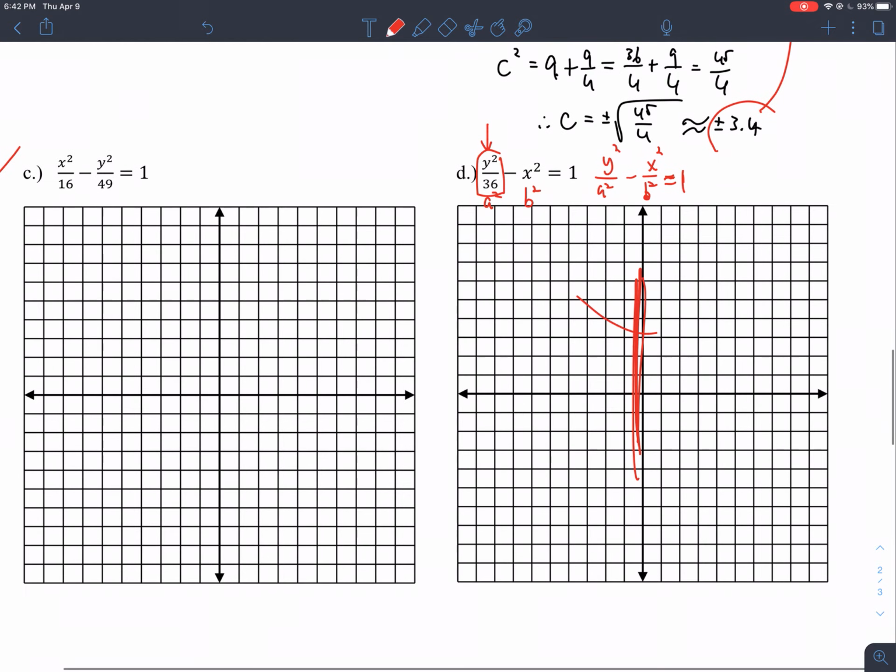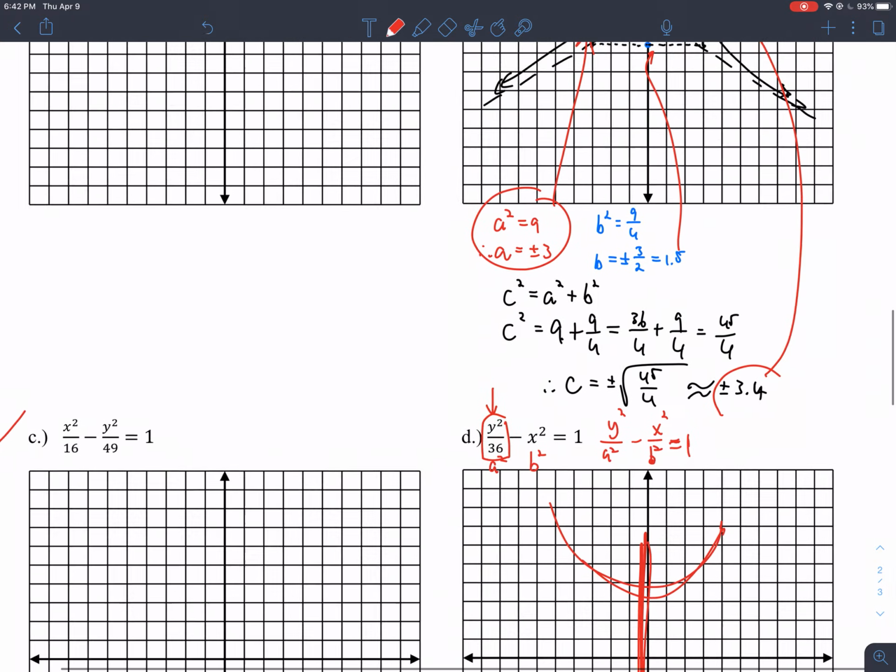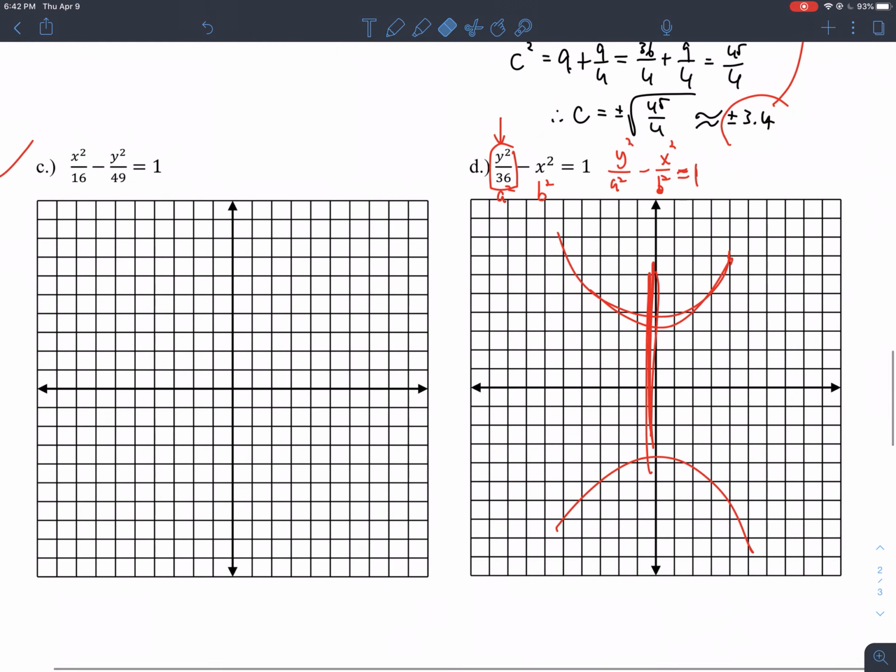So I'm expecting this type of hyperbola, as opposed to here, where x squared was in the front, so I'm expecting a horizontal parabola, not parabola, sorry, hyperbola. And so same thing here, but because the first fraction has y squared, therefore it's going to be a vertical hyperbola.